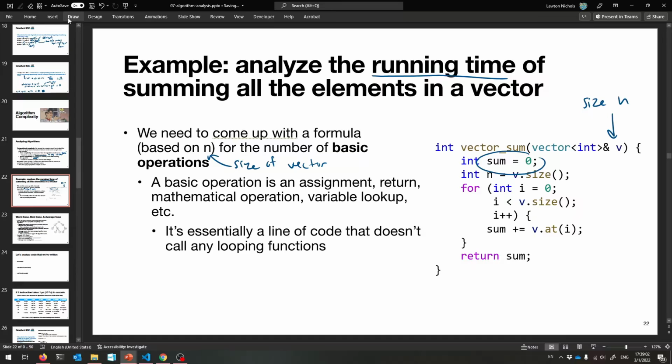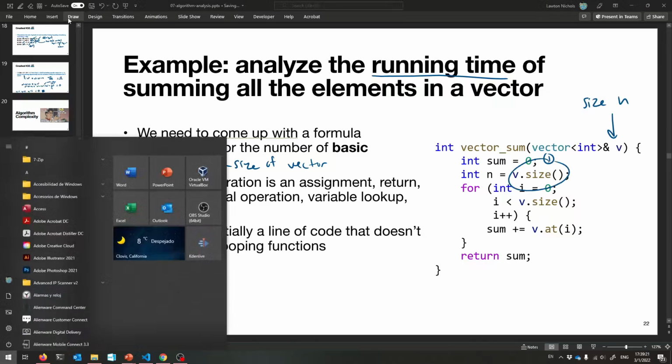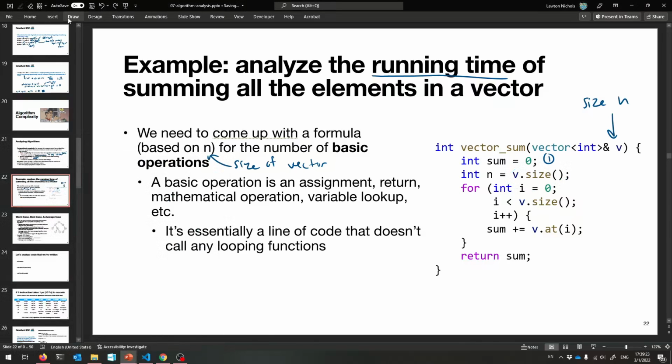This line is an assignment statement. So it's going to take the number 0 and put it into sum. That is one basic operation, and it's only ever going to run once. And then we're also going to set n to be the size of the vector. Let's assume that v.size, calling that and getting back an answer, takes one basic operation, and then assigning it into n is another basic operation. That gives me two basic operations.